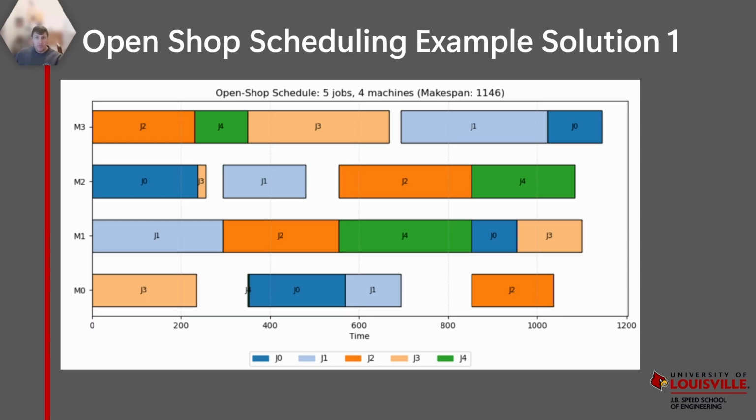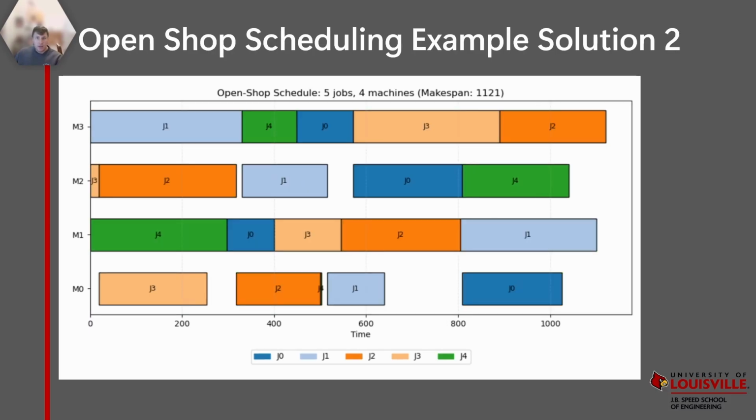Take notice that in our second solution, we reduced the makespan from I think 1146 down to 1121. And there's no gap on machine 3 either. And one thing that I wanted to point out is that these 2 schedules for the same job actually have 2 near optimal makespans.